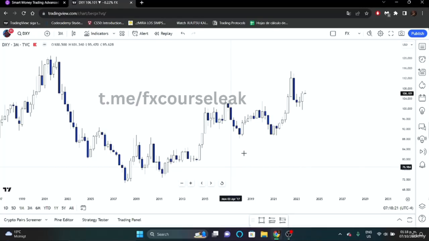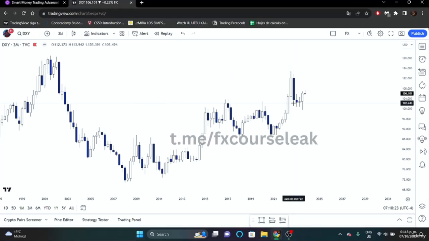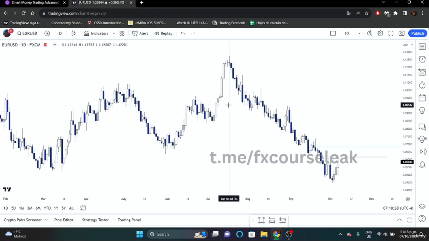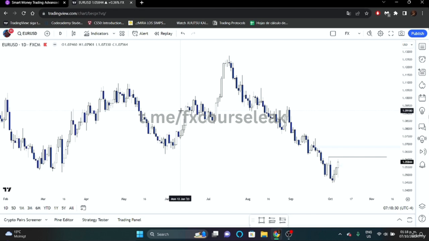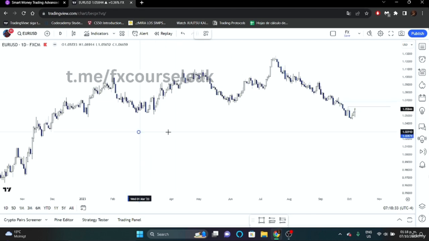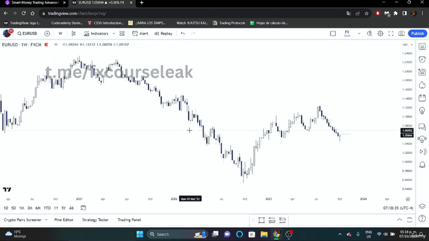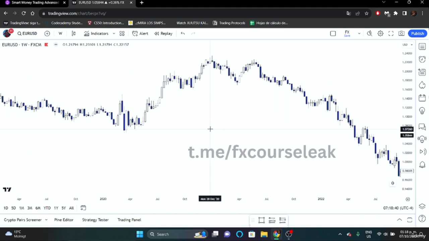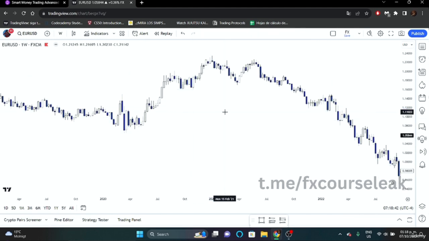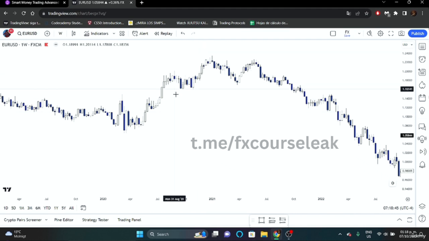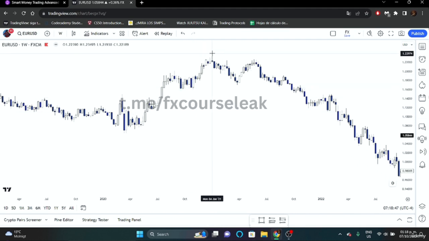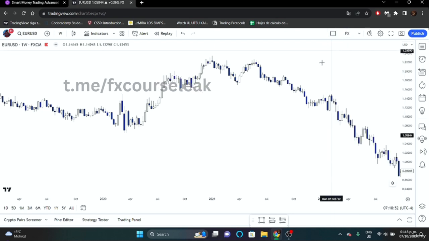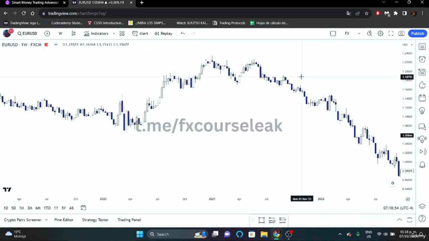Okay, well, in this class we're going to learn about market structure. Let's go to a daily time frame. Actually, let's go to a weekly time frame, and let's go over here. Market structure is basically swing high and swing low formations and the legs of these formations. First, let's define what a swing low and a swing high are.